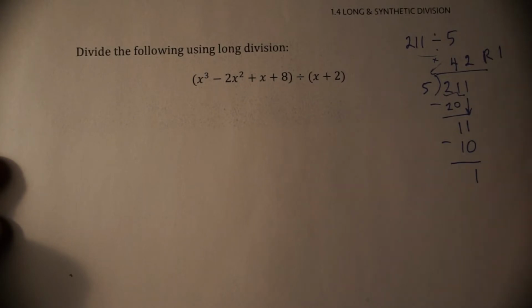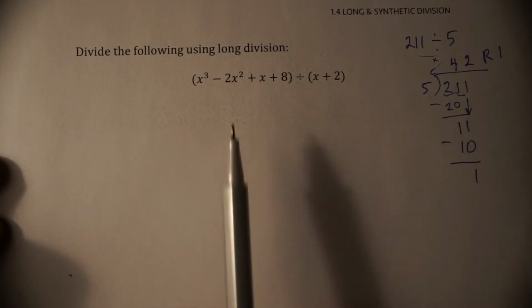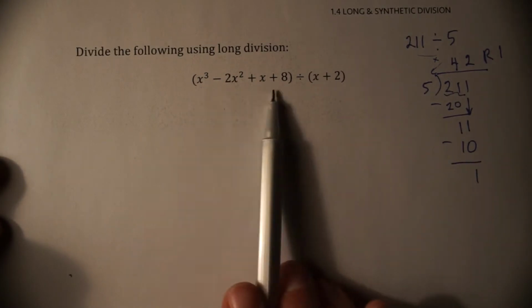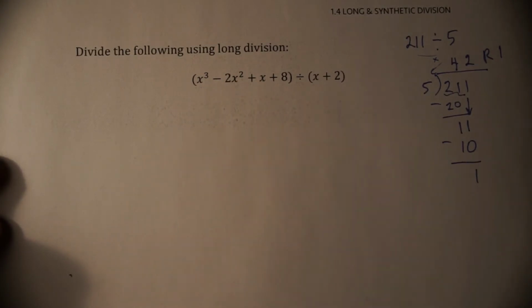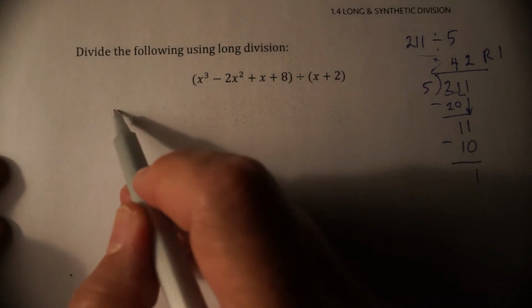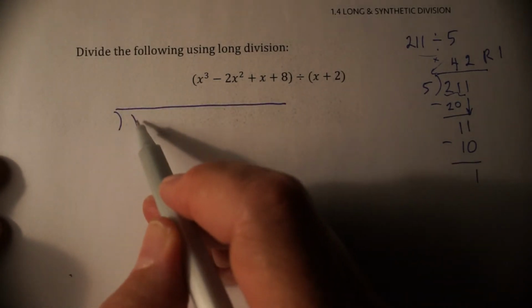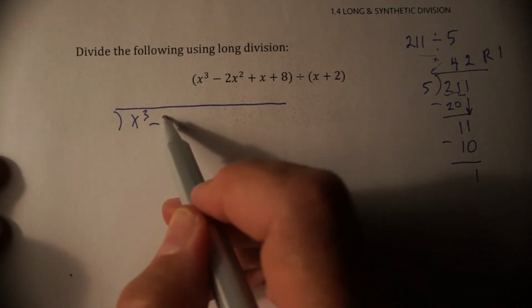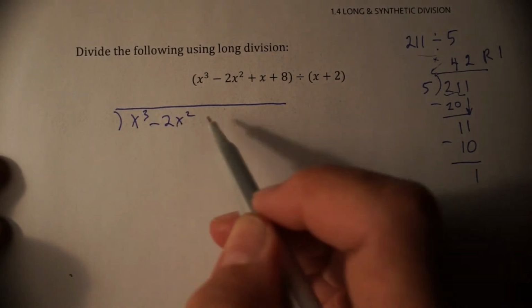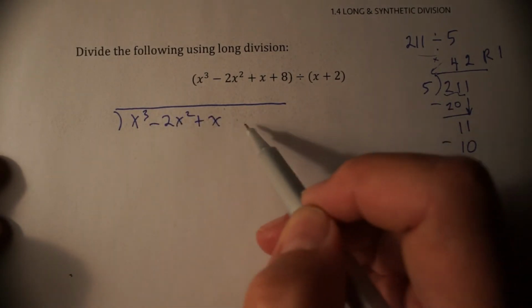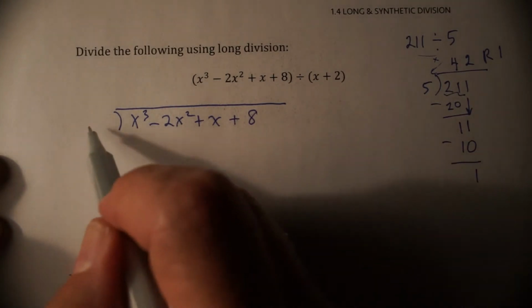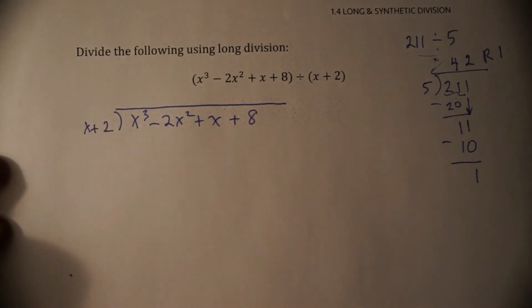So we're going to use the same basic algorithm, slightly different with these x's and things, because I'm taking this bigger polynomial and dividing it by that one, the linear one. So I'm going to start by writing it like this. I'm going to put the big long one under here, x cubed minus 2x squared plus 8x plus 8, divided by x plus 2.